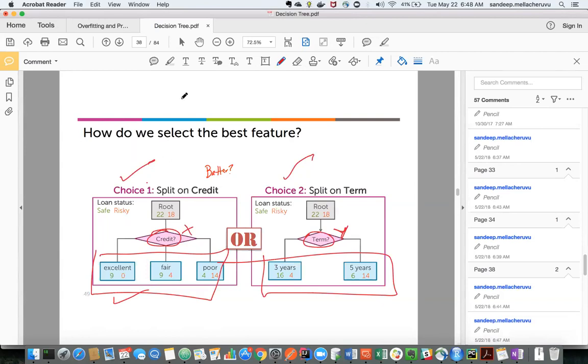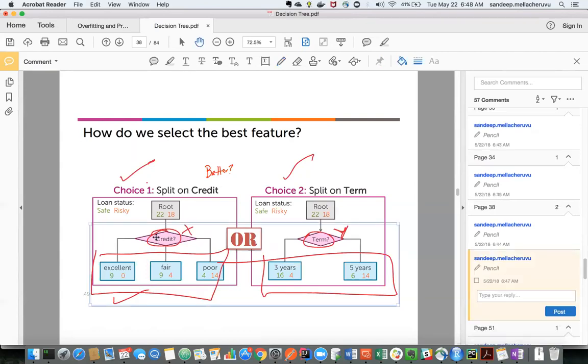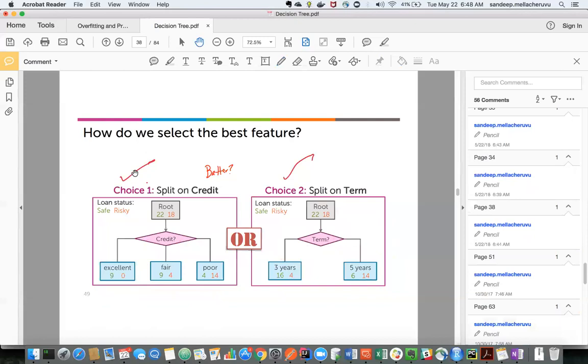Zahir might not have got the full intuition. Abid, what do you think? I can say split on credit, sir. You can split on credit. Okay. What is the reason?